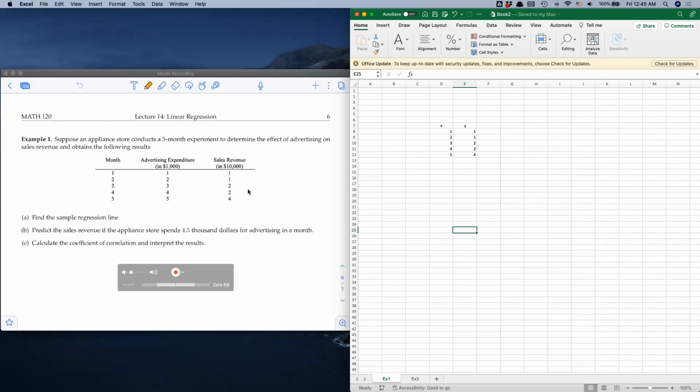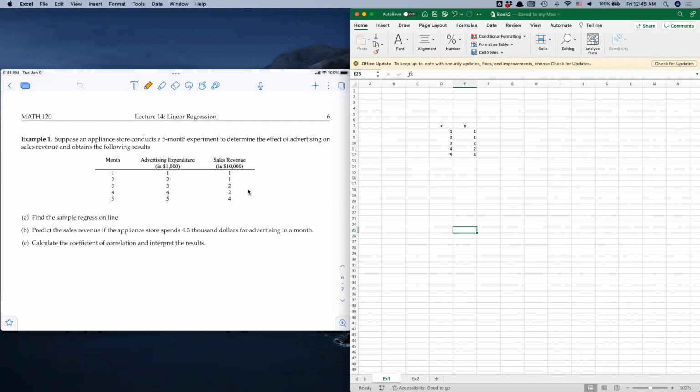What we're going to do in part A is find the sample regression line. To find this regression line, we're going to use the formula that we obtained from the least squares criterion. Again, the regression line is a line of the form y equals ax plus b, where a is the slope and b is the y-intercept.